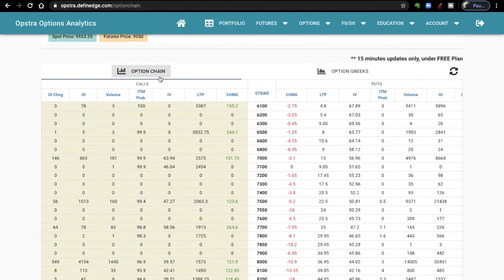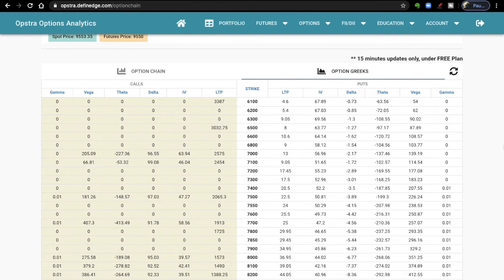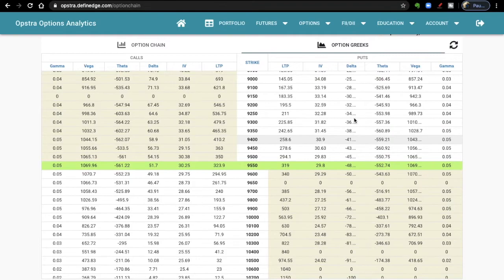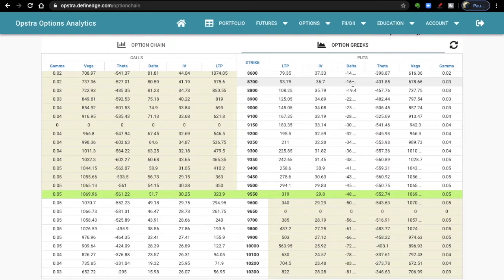One is option chain, another is option Greeks. So we'll click on option Greeks. The current strike price is around 9,550. On the put side, 16 delta will be in the minus 16 because it is on the put side. So the 16 delta strike price is 8700, right?